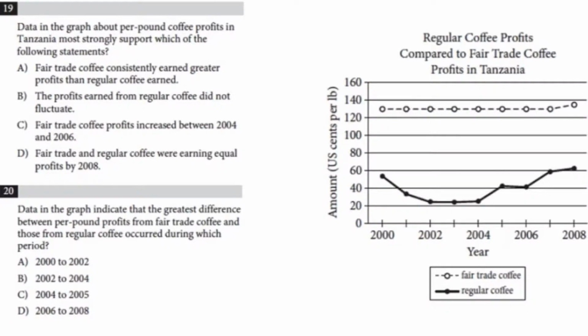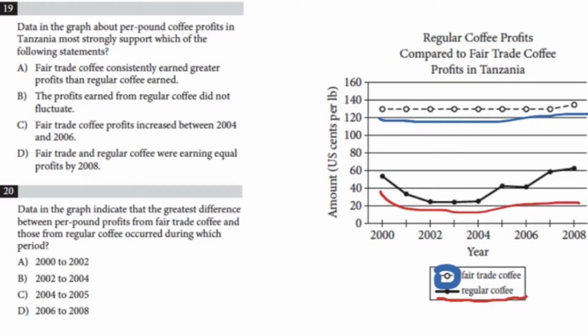Let's get started. This is question number 19 from Test 2, Section 1. It says, data in the graph about per pound coffee profits in Tanzania most strongly support which of the following statements. If we go to the graph, we see that fair trade coffee is represented by these open circles, and all of those are up here. Regular coffee is represented by the solid line and the closed circles, and those are all down here.